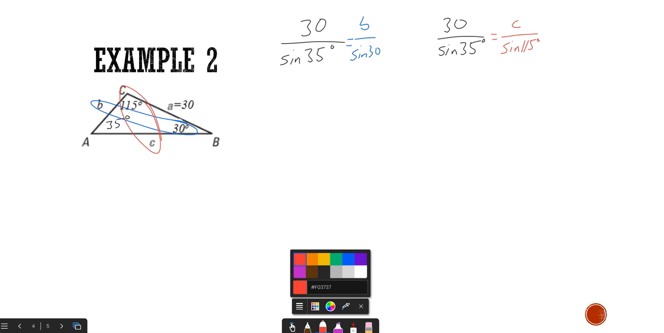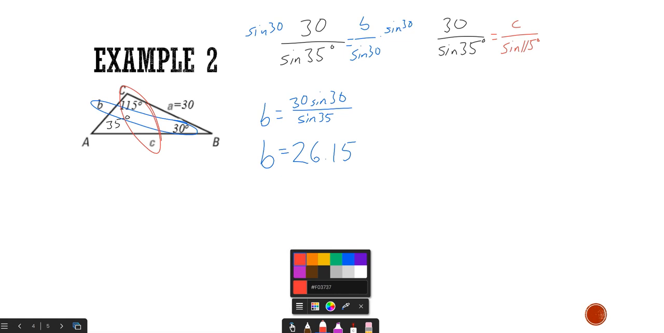When solving for B, we need to multiply both sides by sine of 30. So we get B is equal to 30 sine of 30 divided by sine of 35. Again, type that into your calculator, 30 sine 30 divided by sine of 35. Make sure that you are in degree mode. So B is going to be roughly 26.15.